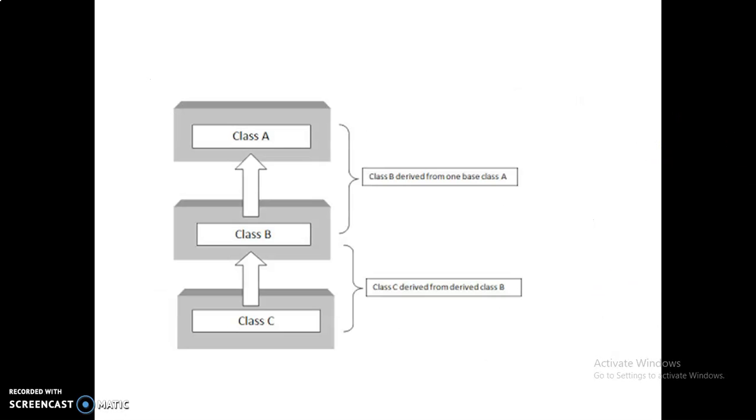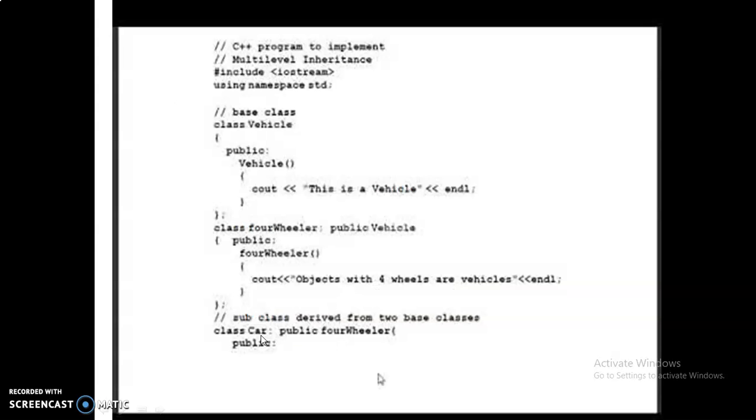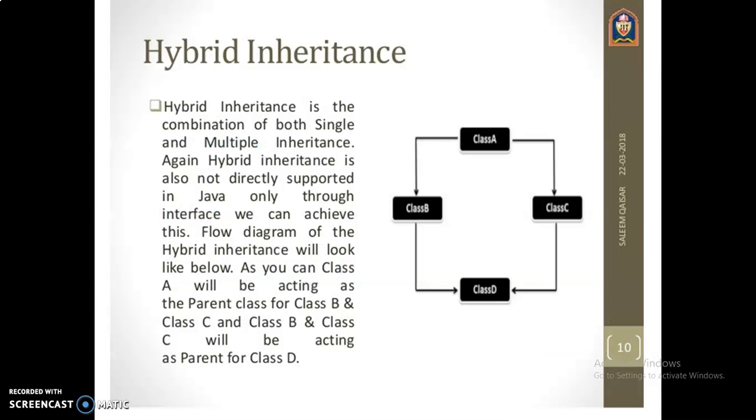This is also the pictorial representation of multi-level inheritance. Here class A is the base class for class B and class B is the base class for class C. So this is the example of a multi-level inheritance program in C++. Here vehicle is the base class, the class four-wheeler is derived from the base class vehicle, and then another class called car is derived from the base class four-wheeler. So the first base class is vehicle, four-wheeler is the derived class, and the derived class four-wheeler is the base class for the class car. So this is the concept of multi-level inheritance.